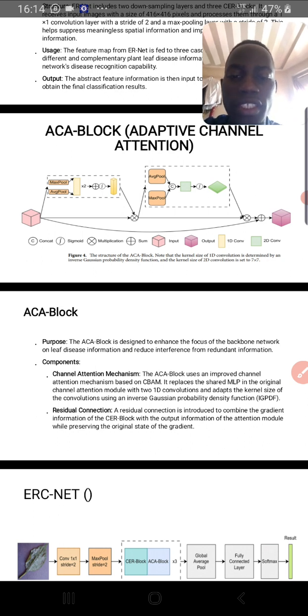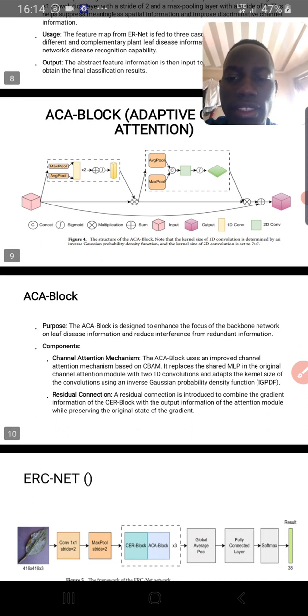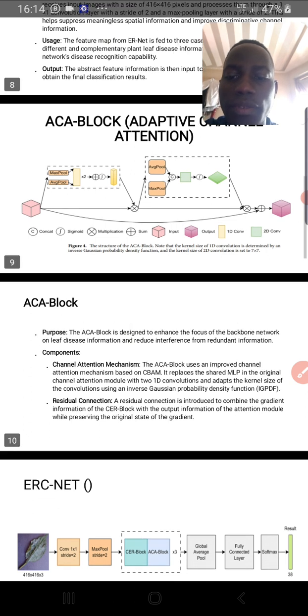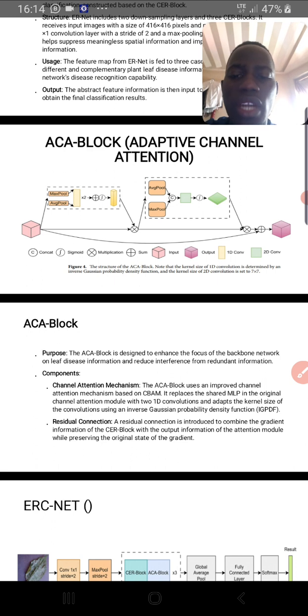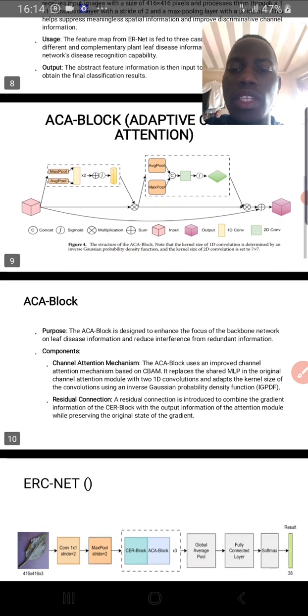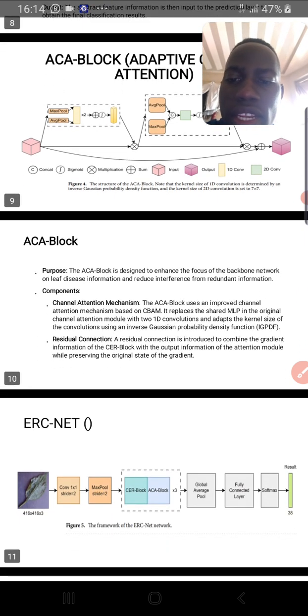So the attention is placed on what? The attention of the model is placed on the leaf disease information, and the redundant information is not considered when making a prediction or a final decision.